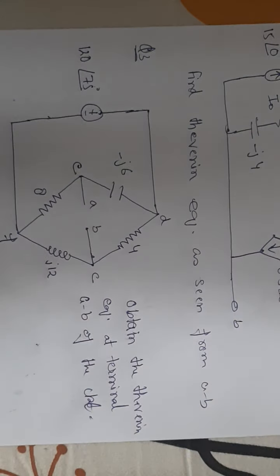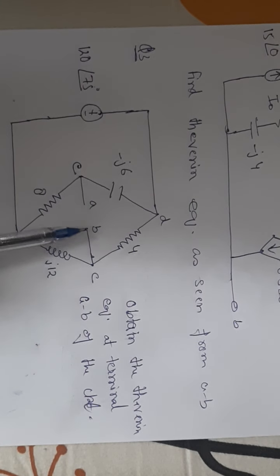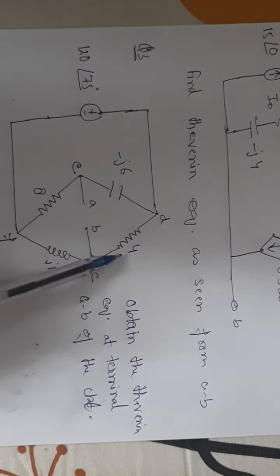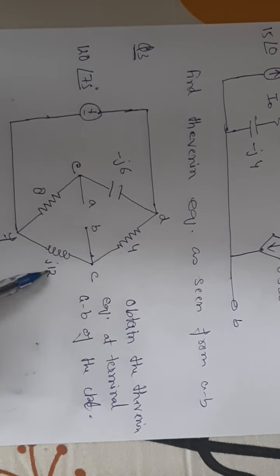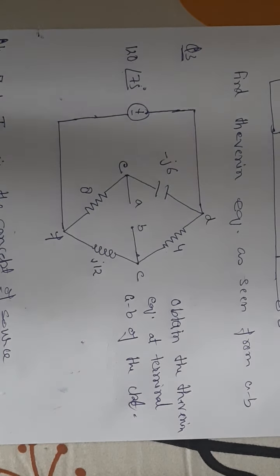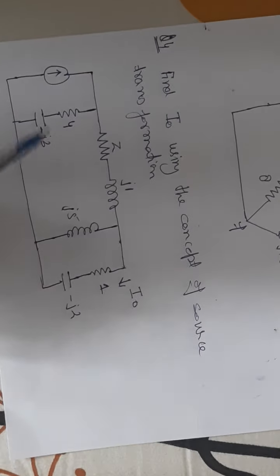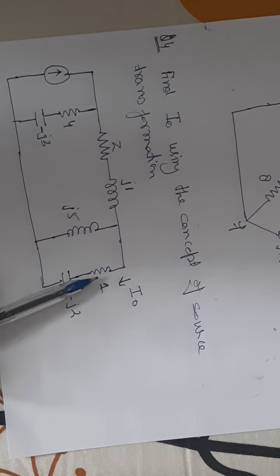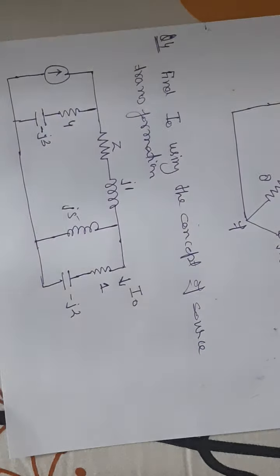Now the third question: you have to determine the Thevenin equivalent again between terminals A and B. This is the circuit, this is the voltage source, you have a capacitor, resistor, inductor. And the last question: you have to find I naught using the concept of source transformation.